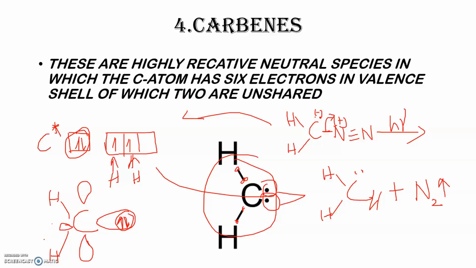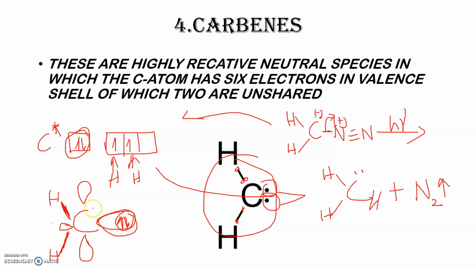Now, carbenes have 2 possible structures, namely singlet and triplet carbenes. In singlet state, carbon atom is sp2 hybridized, in which one of the sp2 hybrid orbitals contains the unshared pair of electrons with opposite spins, and the 2 sp2 hybrid orbitals form 2 covalent bonds as shown here.